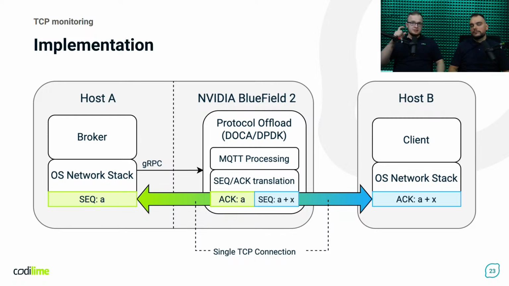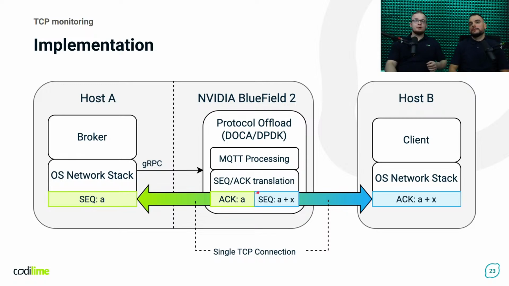So we've implemented the sequence ACK translation. In here, we have abstracted internally the other side of connection. So we're saying for the broker, where we have sequence number for here, we have a client abstraction for the broker.